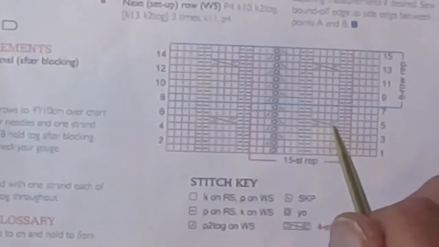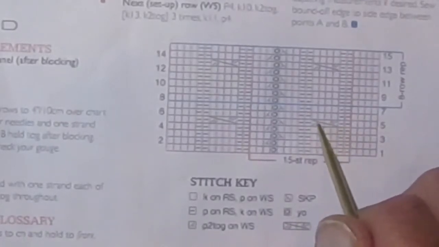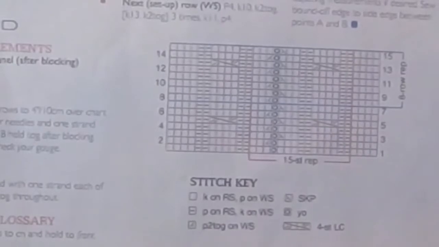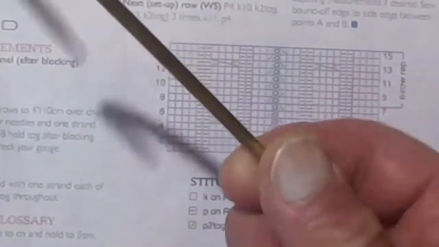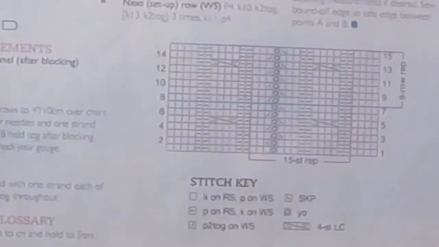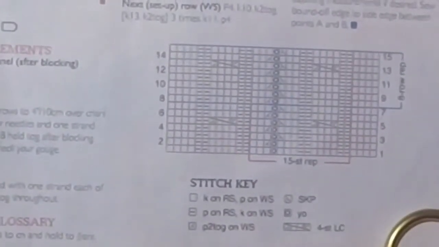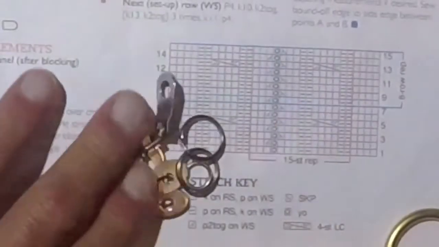This symbol right here, which spans across 4 stitches, is a 4-stitch left cable. For this, you will need a cabling needle. I've kind of been holding on to it. You will also need stitch markers, which I've got some right here.